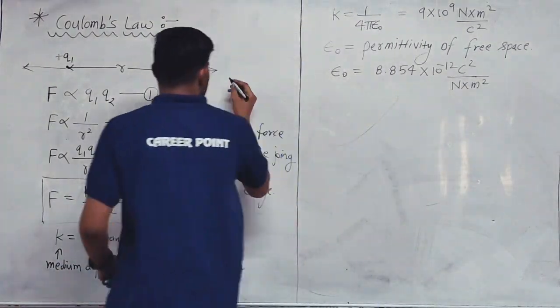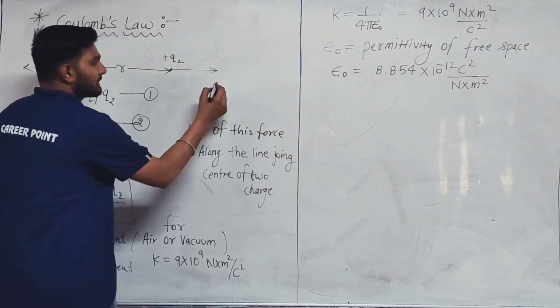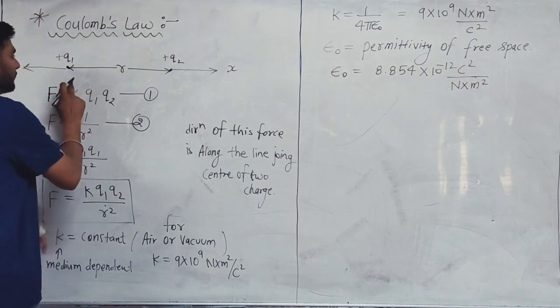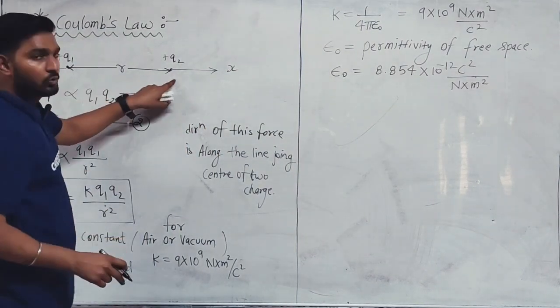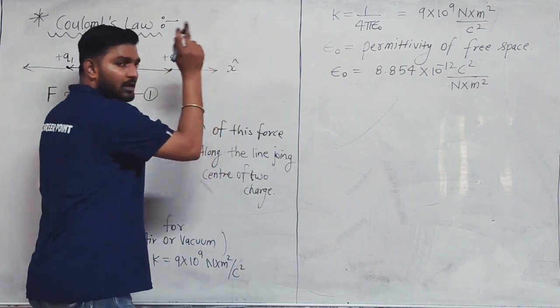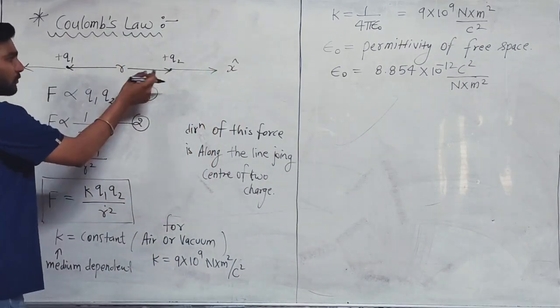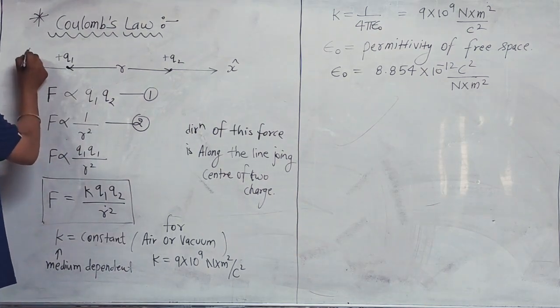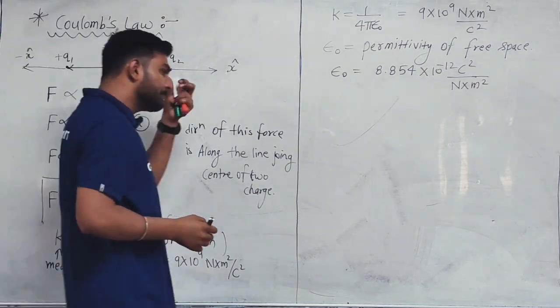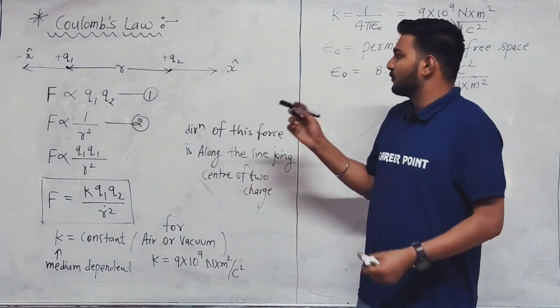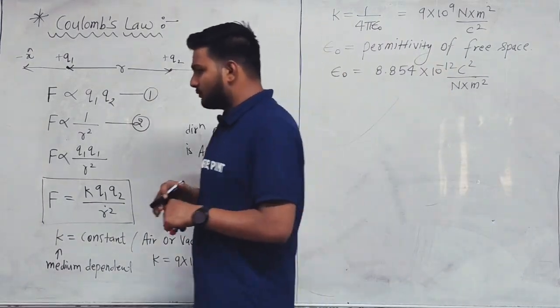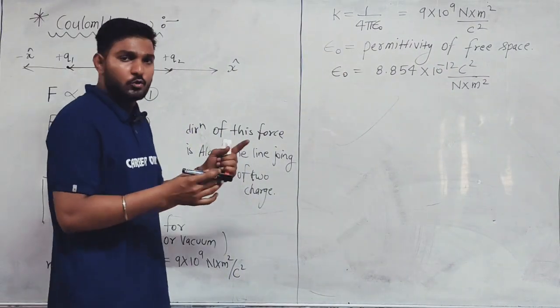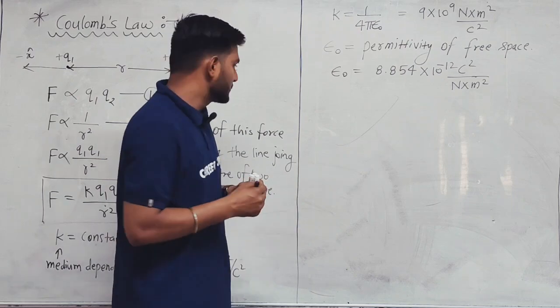Let's suppose this is the x direction. Then the direction of force applied by this Q1 on this Q2 will be along the x cap direction, and the direction of force applied by this Q2 on this Q1 will be along the minus x cap direction. Correct? So this is the direction of this force. Now let's solve some questions. Let's have some problems.